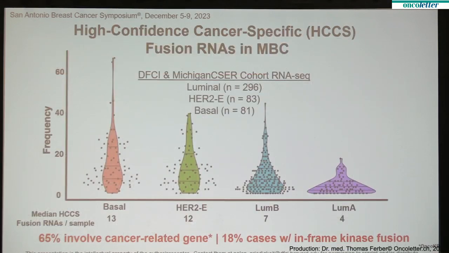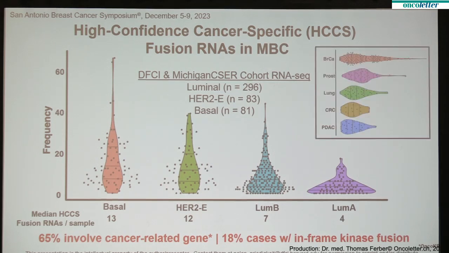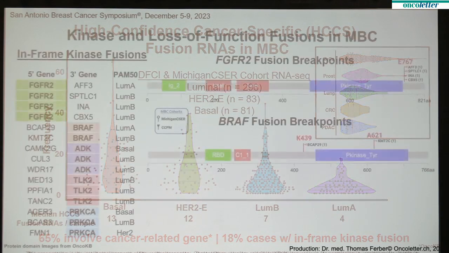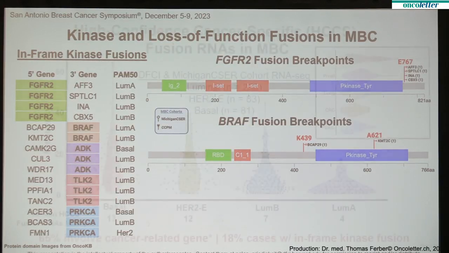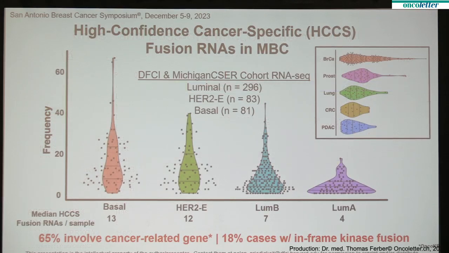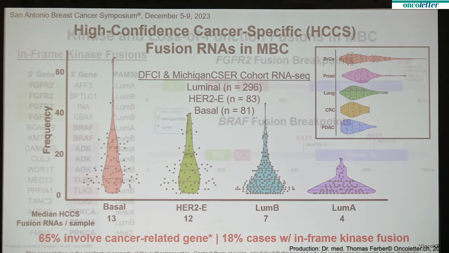So when you look at the frequency of these high-confidence cancer-specific fusions in metastatic breast cancer, we found that basal and HER2 enriched had the highest with a median of 13 and 12 per tumor. And then we also found that, although that does not sound like a lot, when you categorize them, about 65% involve a cancer-related gene, and about 18% have in-frame kinase fusions. It's important because these are the fusions that we've generally been able to target with small molecules.